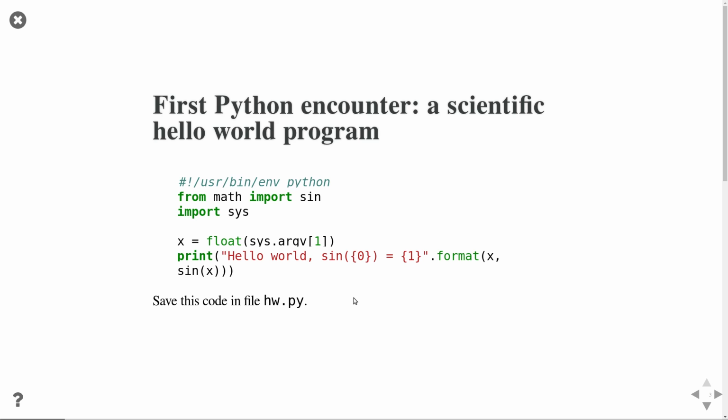We can save this script as a file hw.py. You can see it's fairly easy to read. Just by looking at it, we can probably guess that we are printing out something like hello world, and then sinus of something equals something else. So even without knowing too much about Python, we can maybe guess what might be happening in this program.